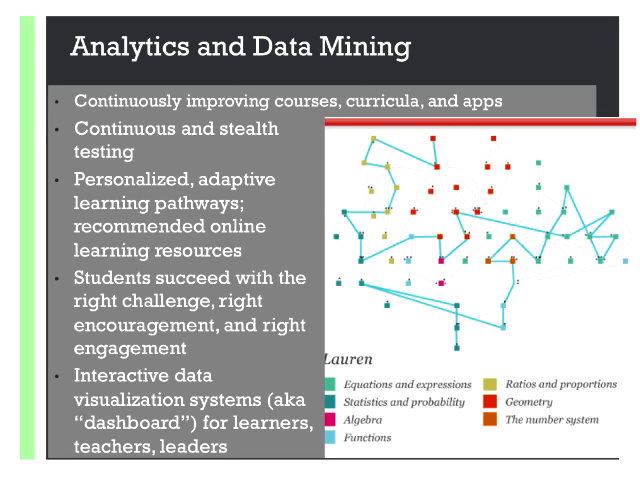Really seeing it as a way to do continuous improvement of courses, curriculum, and applications through things like A/B testing. A lot of people are starting to work on more continuous testing and stealth testing. And some of the things that we're really interested in for the Learning Registry is this idea of recommending online learning resources so you can build your own pathways. And I have a little screenshot here from the Newton system that shows a particular pathway that this student took in learning in this math area.